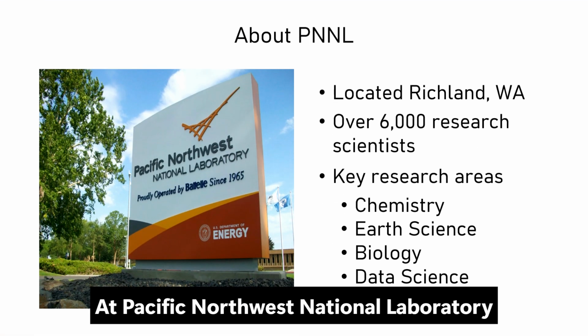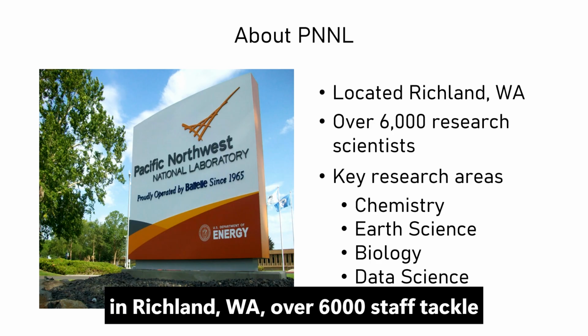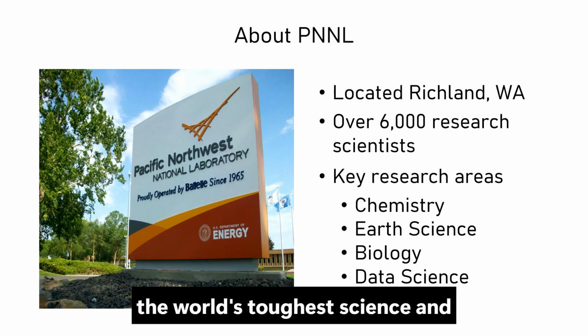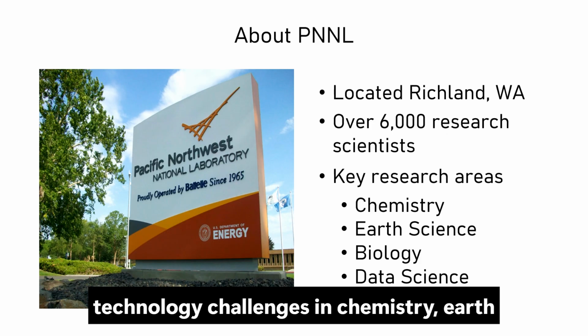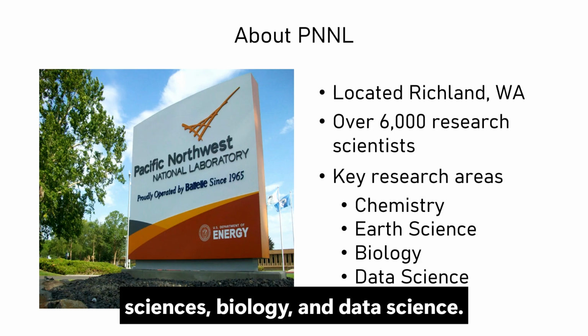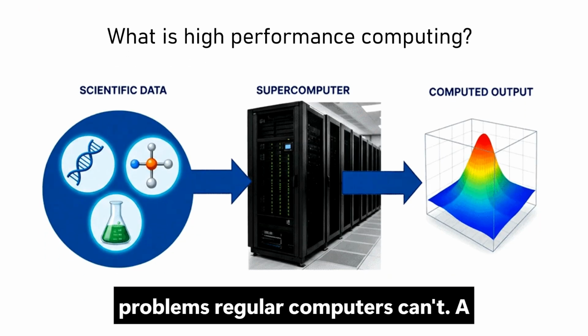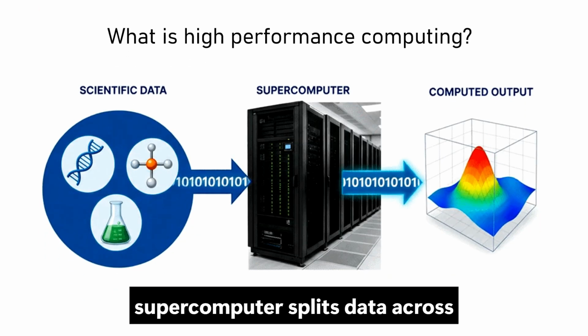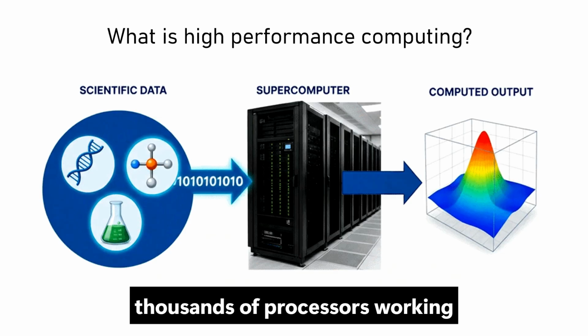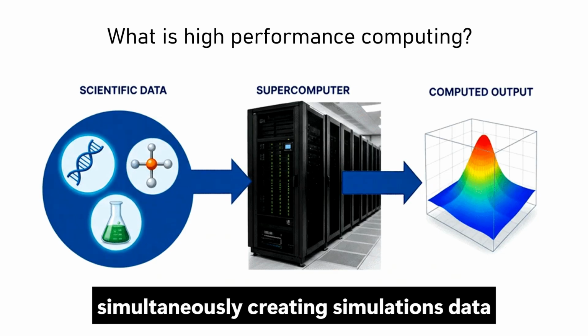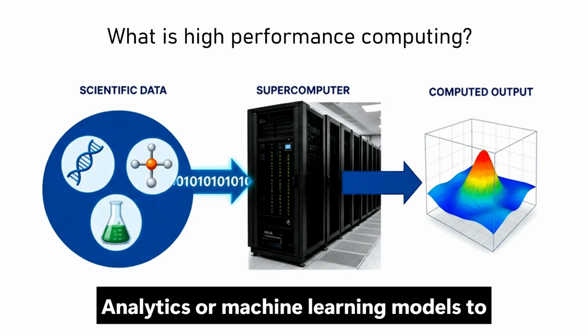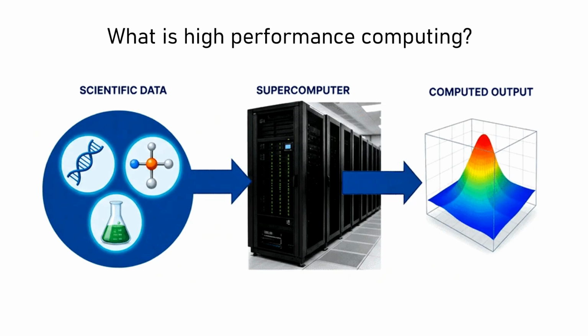At Pacific Northwest National Laboratory in Richland, Washington, over 6,000 staff tackle the world's toughest science and technology challenges in chemistry, earth sciences, biology, and data science. Scientists use supercomputers to tackle problems regular computers can't. A supercomputer splits data across thousands of processors working simultaneously, creating simulations, data analytics, or machine learning models to advance scientific discovery.